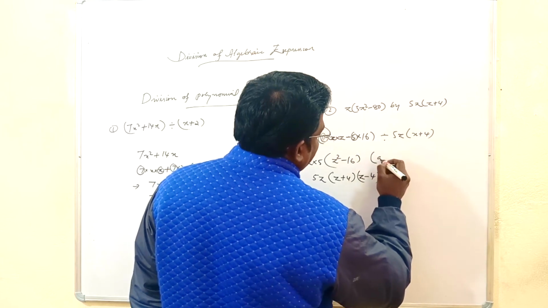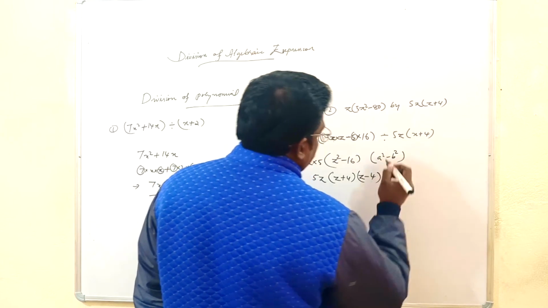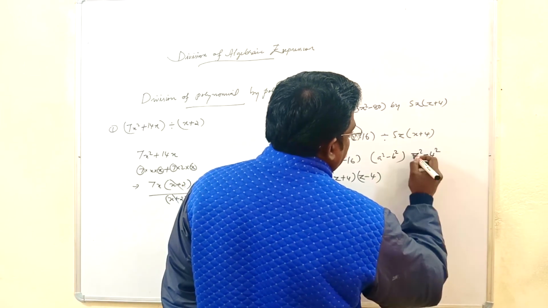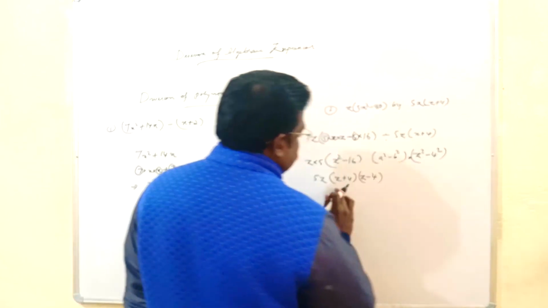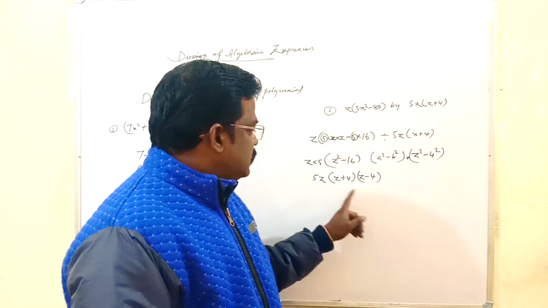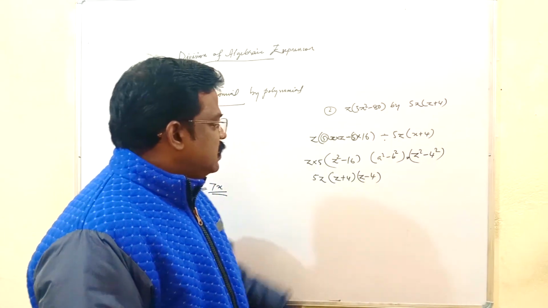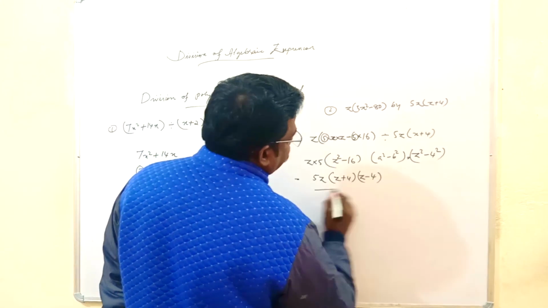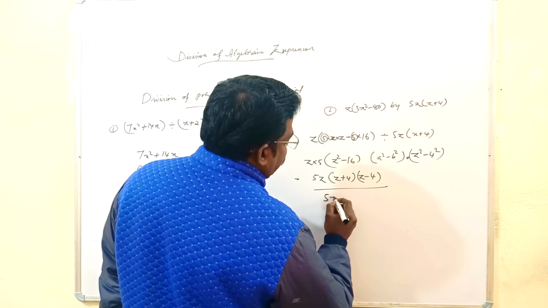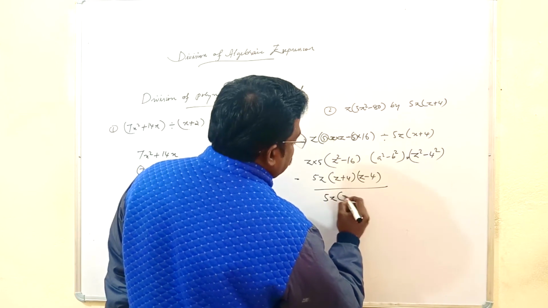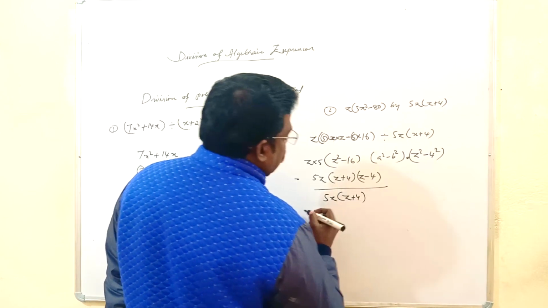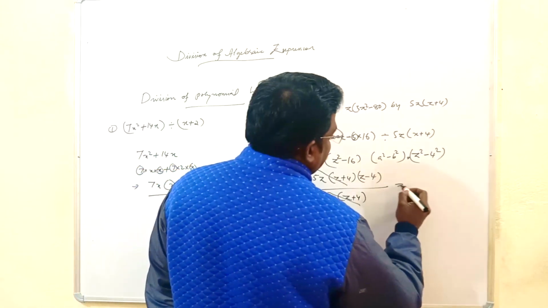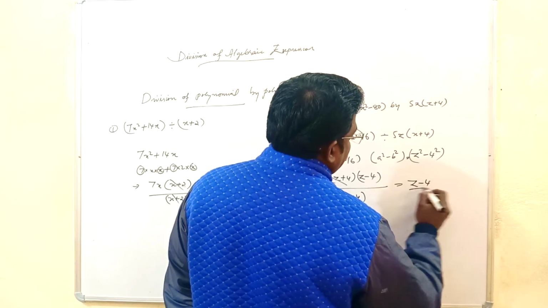It is in the form of a square minus b square. Okay, z square minus 4 square. Okay, we got this. So z square minus 4 square is z plus 4 into z minus 4. We got up to this. Then we can divide this by 5z into z plus 4. Now you see, we can easily cancel this. Then what will remain? z minus 4.